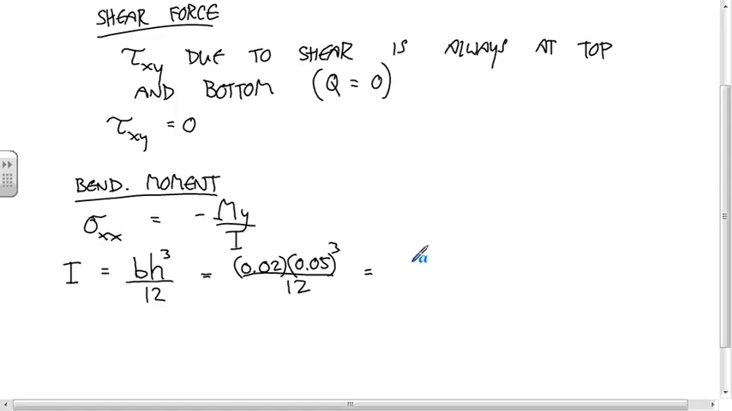2.08 times 10 to the minus 7. And what's the y value going to be? 0.025. Our neutral axis is right at the center, so it's half of the height of the thing. So y is equal to positive 0.025.